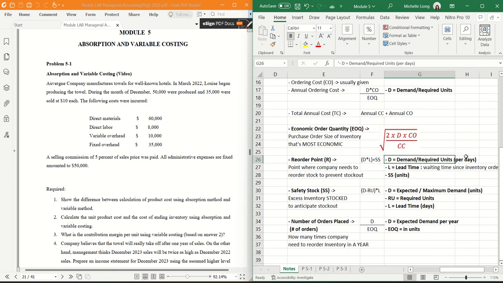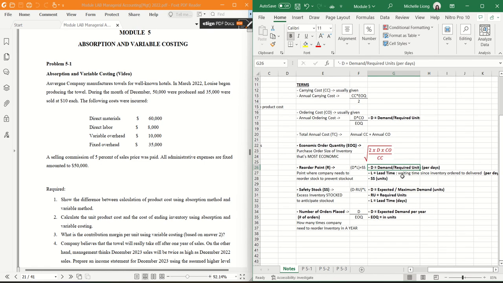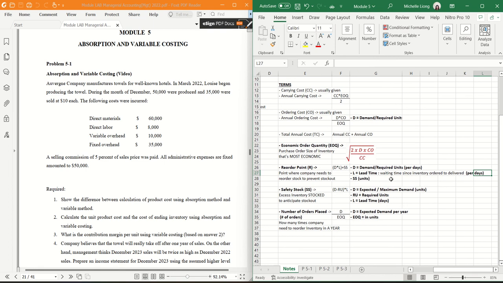And then the D is demand or required units per day. So we count it per day. If you're given it in a year, then you need to divide by 360 or 365. And then the lead time is the waiting time since inventory is ordered until delivered, in days. So the waiting time since you ordered until it's delivered to you. And then the SS or safety stock is in units.